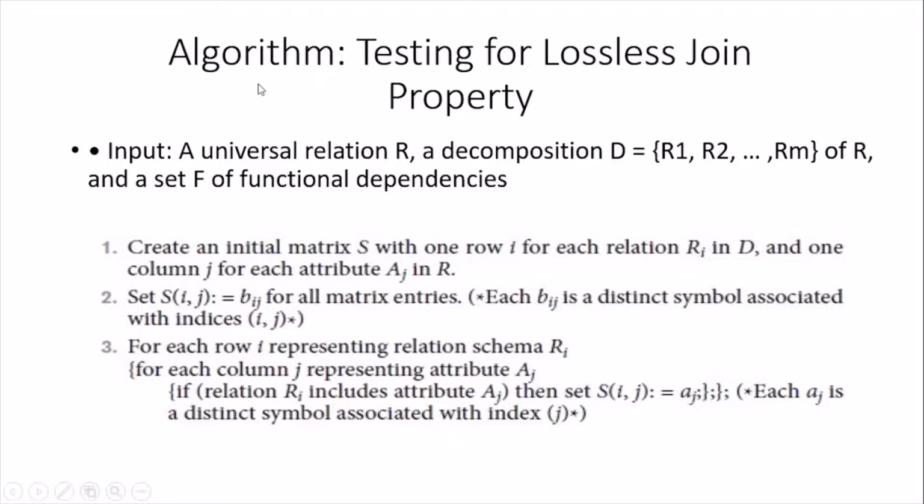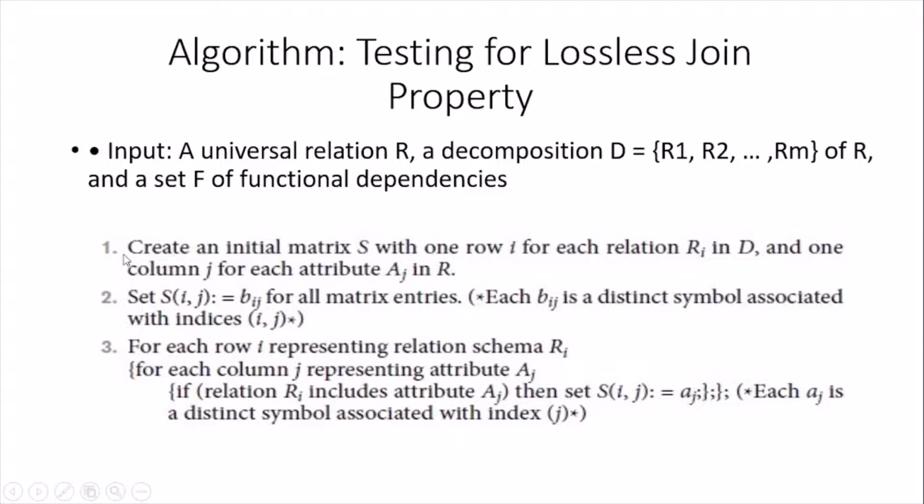And you can test this lossless join property; there is an algorithm for testing it. So when you perform a decomposition, you can check whether the lossless join property is preserved or not. The input to this algorithm is a universal relation R, a decomposition D = {R1, ..., Rm} of R, and a set F of functional dependencies.